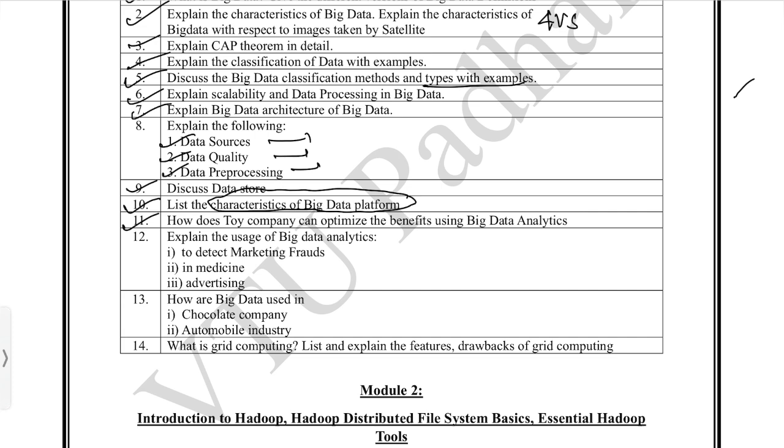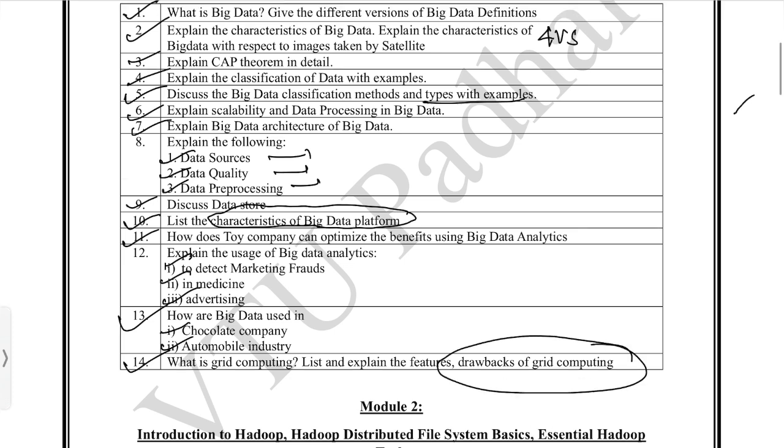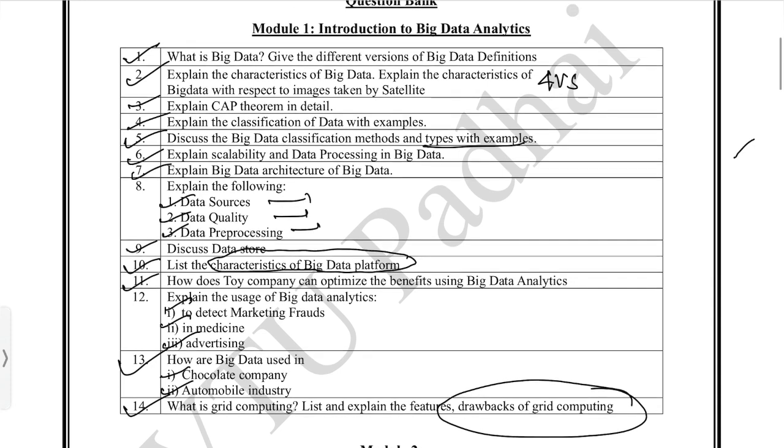Okay, then how the BDA is mainly used in marketing, frauds, medicine, as well as advertising. Everything is there in the notes. How big data is mainly used in chocolate and automobile industry, again given in the notes. What is grid computing? Explain the features and also the drawbacks of grid computing, already mentioned in the explanation of the module 1 video. So in module 1, these 14 questions are very much important. So if we are studying all the 14 questions thoroughly, you will get questions from here only.